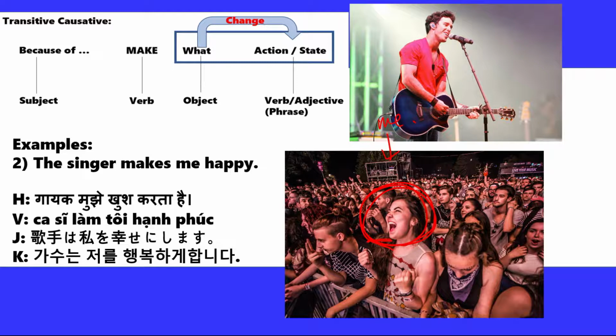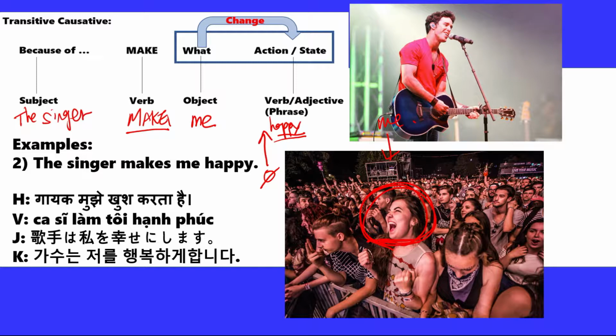So because of the singer, right? In English we do not use a lot of "because of." Instead we put the subject. So the singer makes... it's like a habit, right? Make who? Whose state changed? It's me, right? I was not that much happy, but now I'm very happy. I was, well, nothing, but now I'm happy, right?